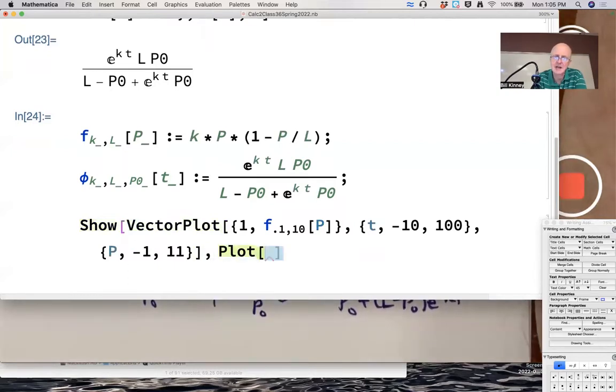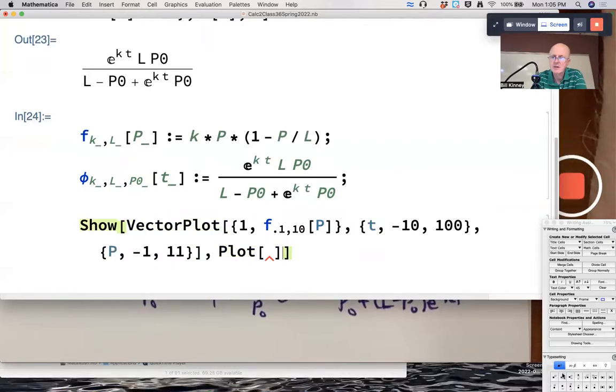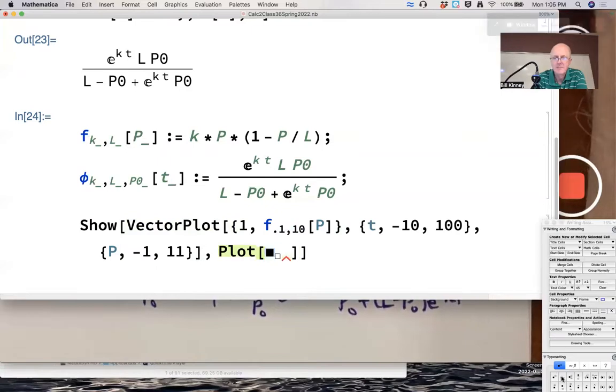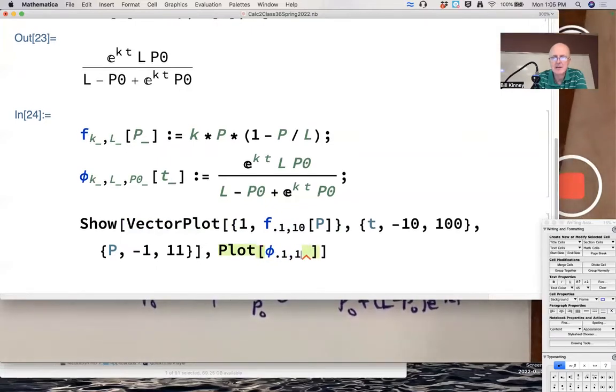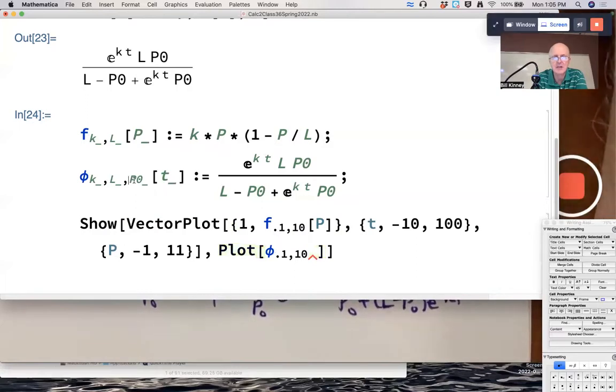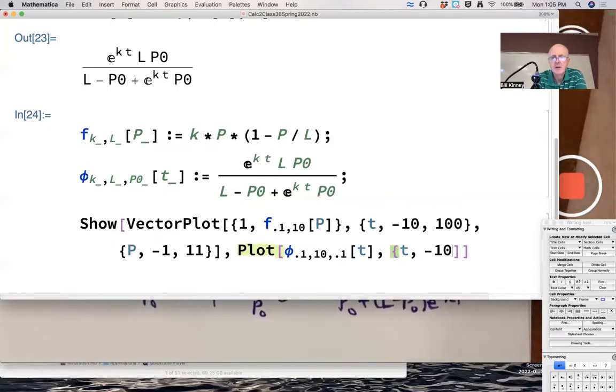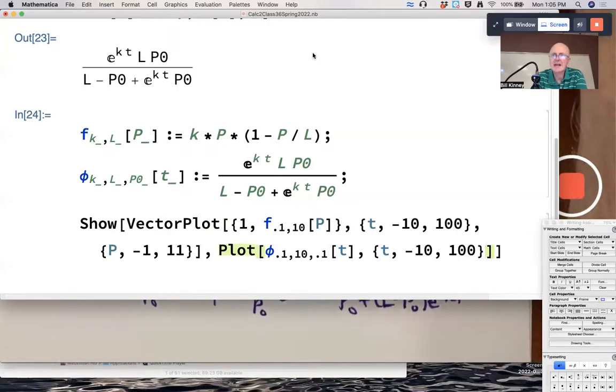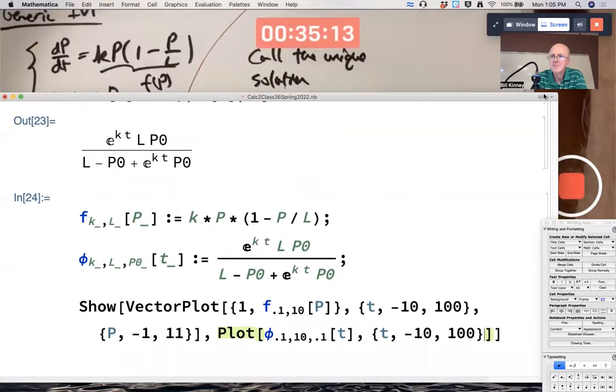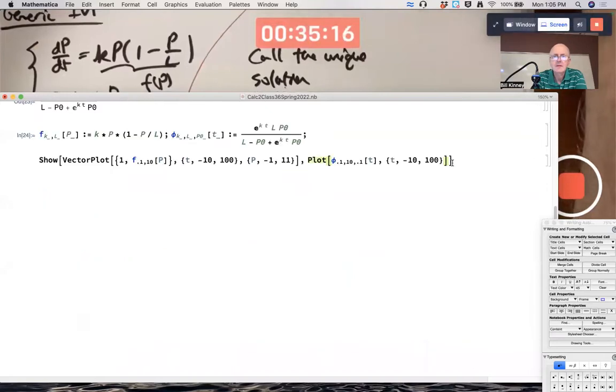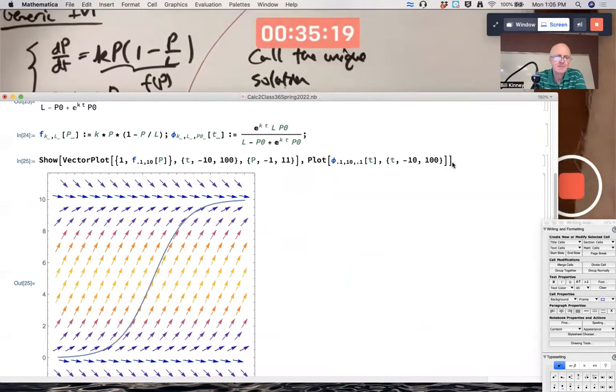And then I'm going to plot the function itself in there as well, the phi function. Notice I'm picking the k to be 0.1 and the L to be 10. If you look at how that matches here, I'm picking the k to be 0.1 and the L to be 10. So I need a 0.1 and a 10 here as well. I also need an initial value of the population, maybe 0.1. This may not look ideal, but let's see what it looks like anyway. It's not too bad.